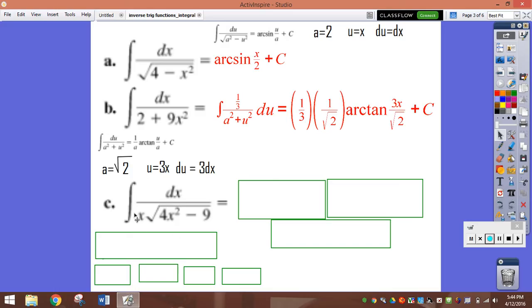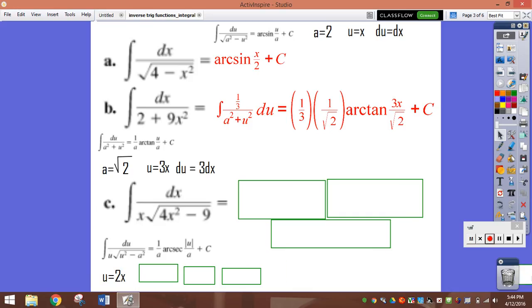All right, C, the last one. There's a variable out here out front of the square root, so I know it's arcsecant. So I'm going to find my a value and my u value. A will be the square root of 9, which is 3, because remember, a is your constant. And with secant, it's backwards. It's u squared minus a squared. And then the square root of 4x squared would be 2x. So that's my u value.